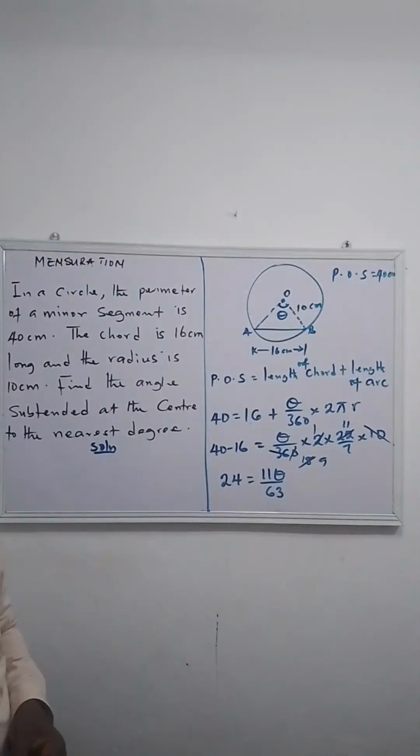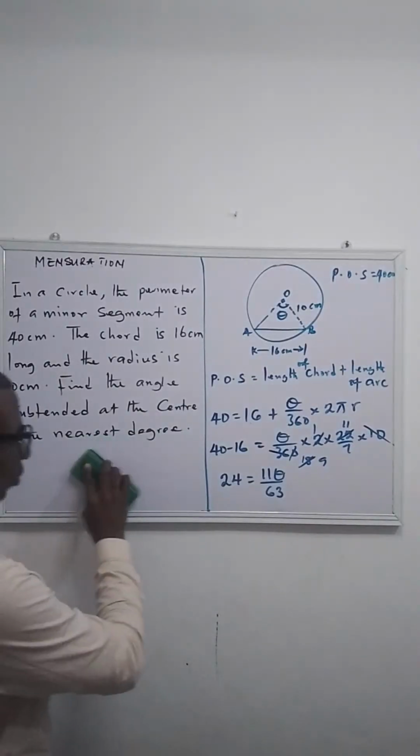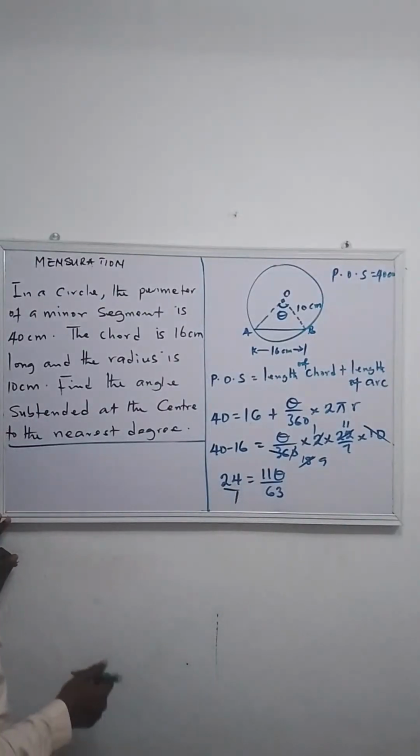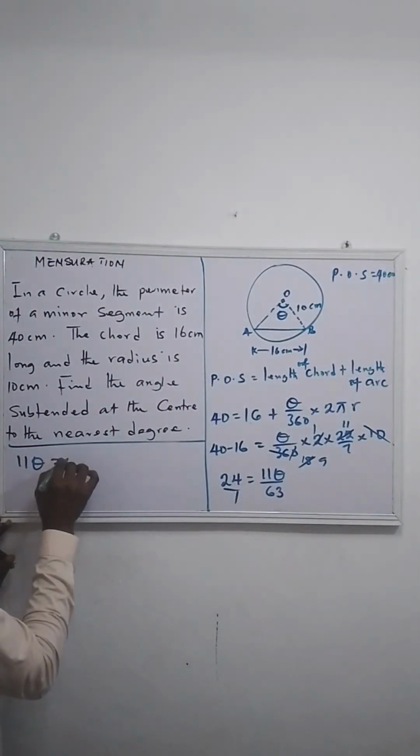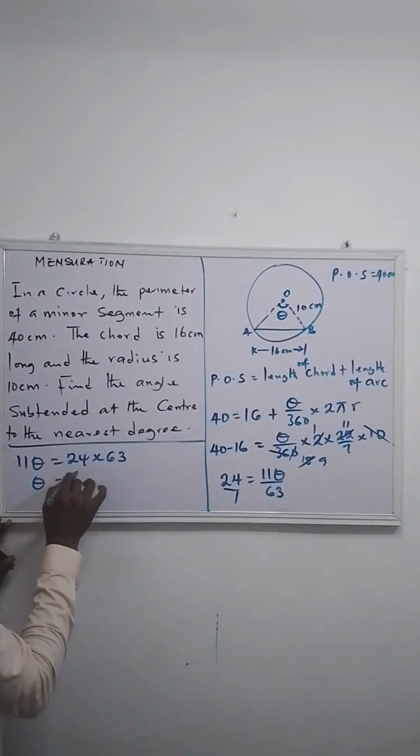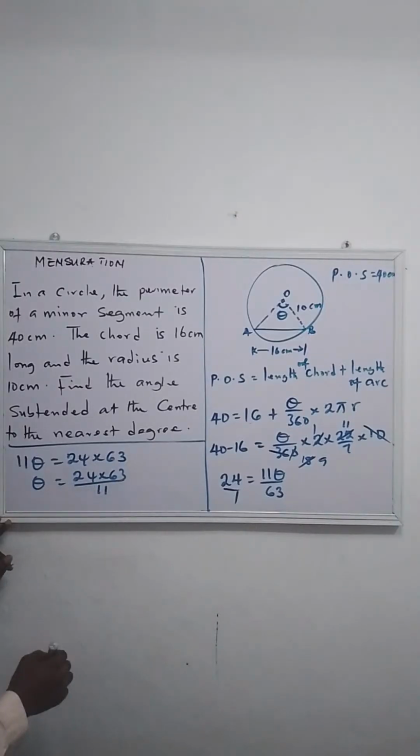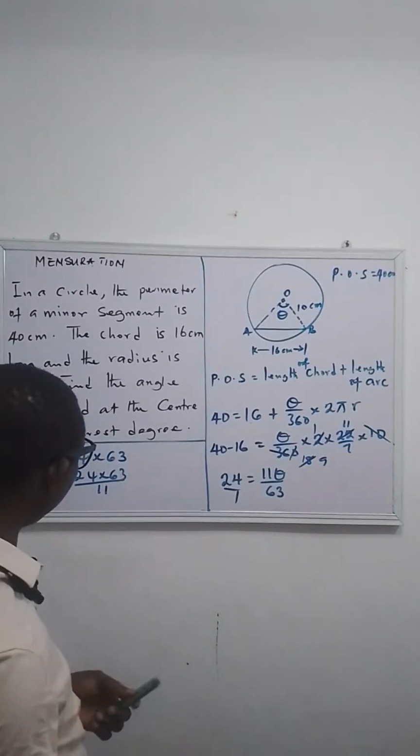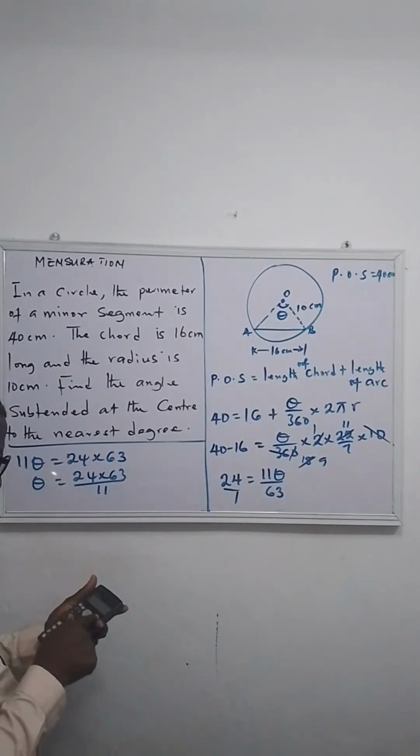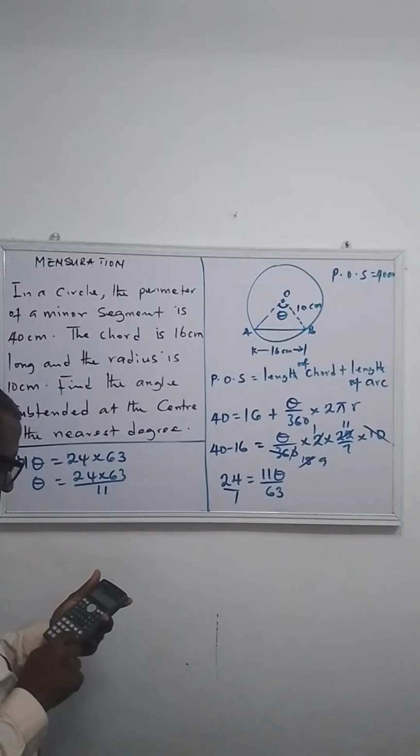The next thing is to cross multiply. Let's cross multiply and see what we're going to have. We cross multiply this over 1. So we have 11 theta equals 24 times 63. So theta equals 24 times 63 over 11. Now when we evaluate that, what are you going to have? 24 times 63 divided by 11.